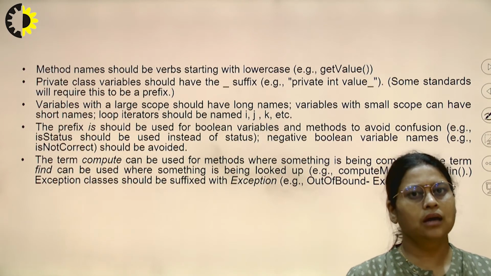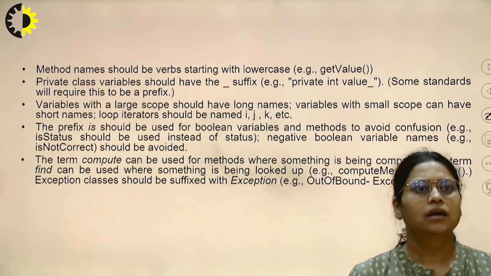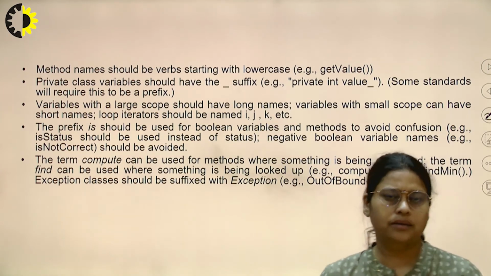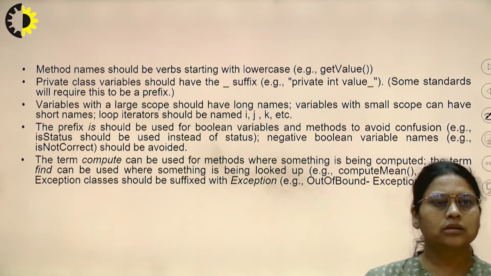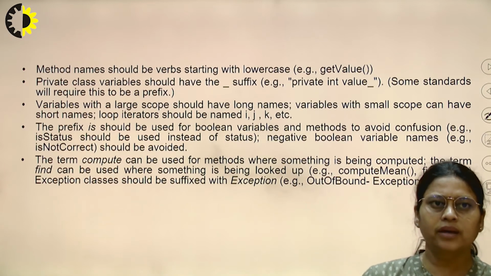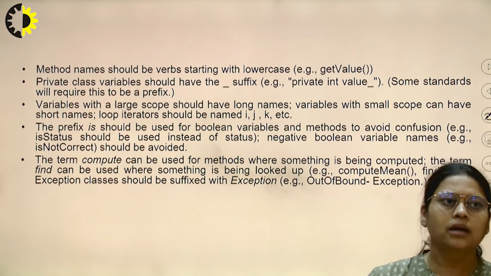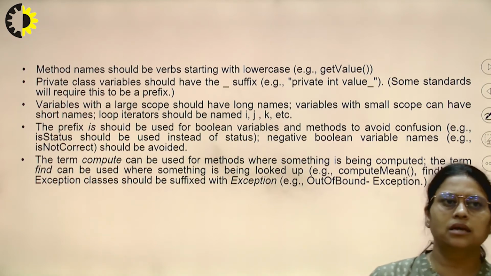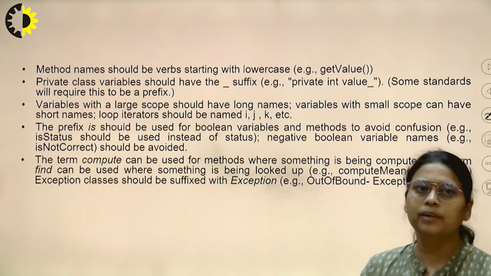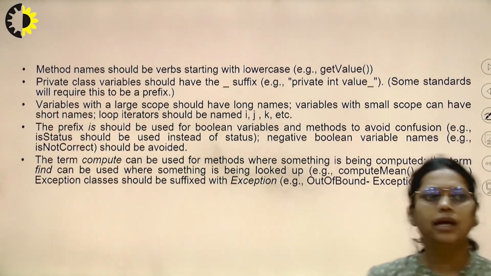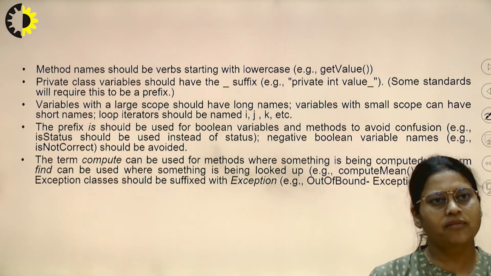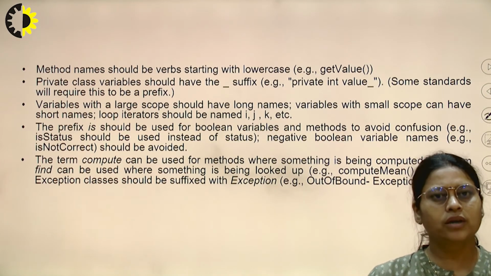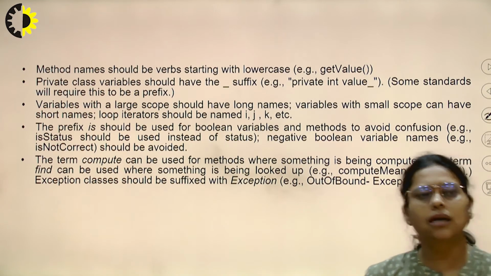Negative Boolean variable names should be avoided, for example, isNotCorrect should not be used. The term compute can be used for a method where something is being computed, and the term find can be used where something is being looked up. For example, computeMean, findMean. An exception class should be suffixed with Exception. So these are some conventions we always follow.